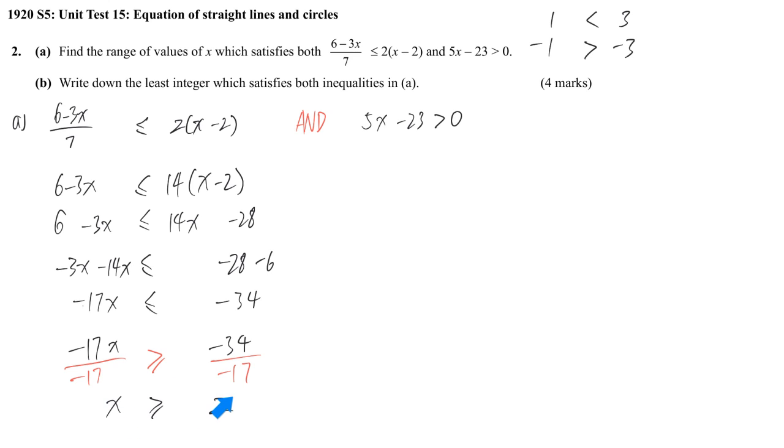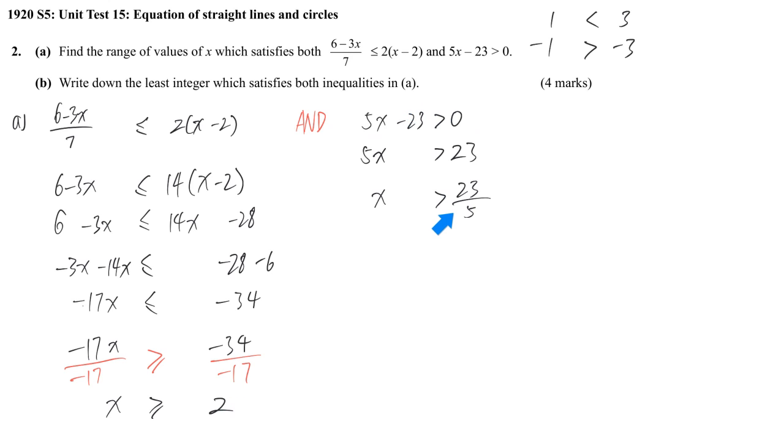This is the simplified conclusion for this complicated inequality. But don't forget that we still need to handle the second one, and we are applying "and" case. So 5x is larger than 23, and then both sides are divided by 5. Again, 5 is positive, so no need to change the direction. This is the conclusion for the second one.